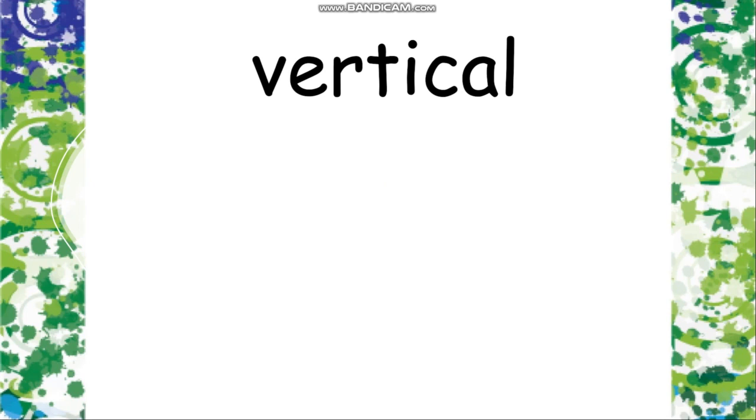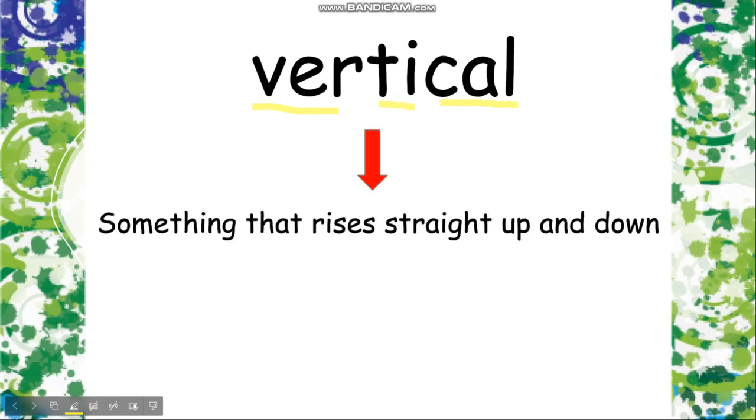Now, let us see the next word. V-E-R-T-I-C-A-L. Vertical. How you are going to remember it? V-E-R, ver, T-I-T and C-A-L, kal. Vertical. Okay. Now, what is the meaning of vertical? Something that rises straight up and down.